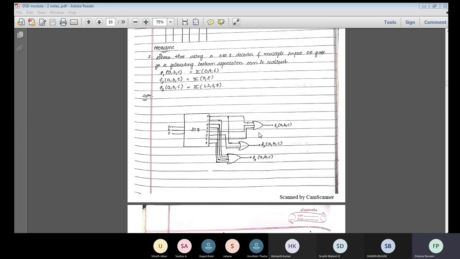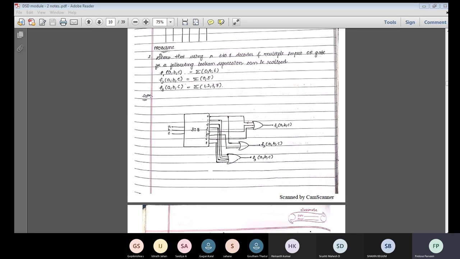Show that using a 3 to 8 decoder and multiple input OR gate, the following Boolean expression can be realized. That is f1 of ABC is equal to summation 0, 4, 6. So this one, first one I'll take. A, B, C are the 3 inputs. So 3 inputs means how many outputs you'll be having? You'll be having 8 outputs, that is 0 till 7. So now this is 0, 1, 2, 3, 4, 5, 6, 7. So 0, 4, 6. That is f1 of ABC is equal to summation 0, 4, 6.